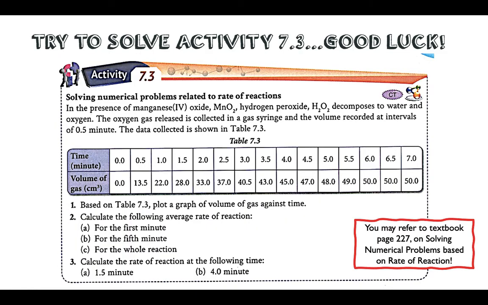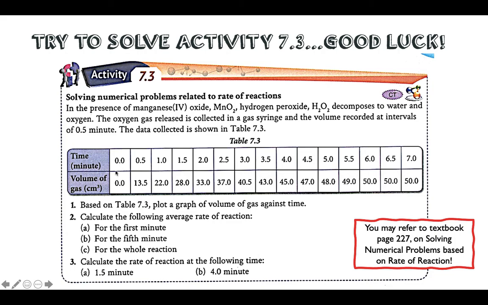Alright, so I hope you can try to solve activity 7.3 because time constraint. This one you have to do it on your own. Buat dulu, plot a graph dulu. Okay, this graph is referring to the reaction of manganese peroxide and hydrogen peroxide. So this reaction will produce water and oxygen. So this is referring to the oxygen gas produced. Jadi plot dulu graph. Volume of gas will be your y-axis. So this is your y-axis against time. So time will be your x-axis.